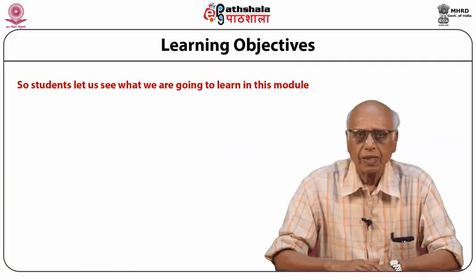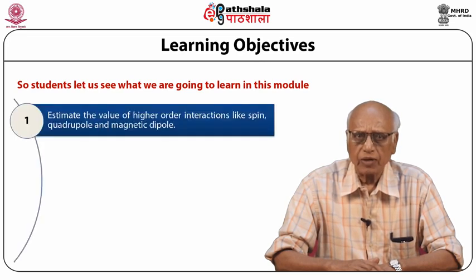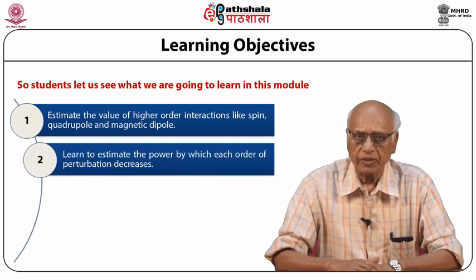Today we are going to discuss the module Higher Order Interactions, Landmarks, Bose-Einstein Statistics on the way to quantum field theory, from the paper Radiation Theory of the physics course. After studying this module, you should be able to understand the value of higher order interactions like spin, quadrupole and magnetic dipole and how to estimate them.